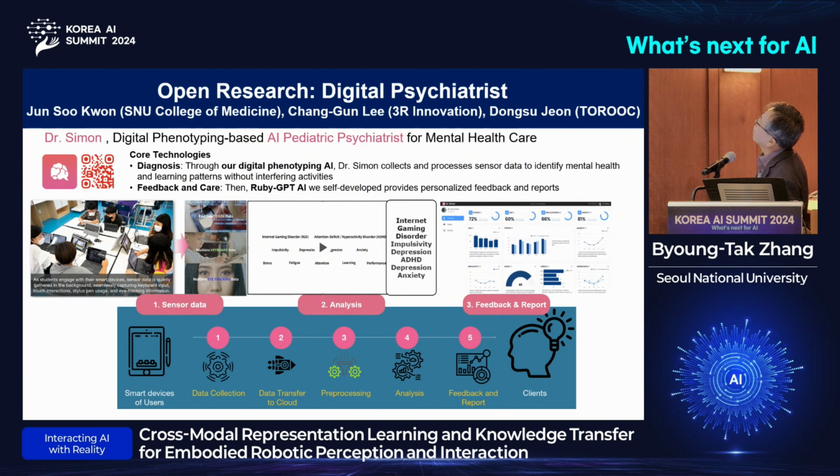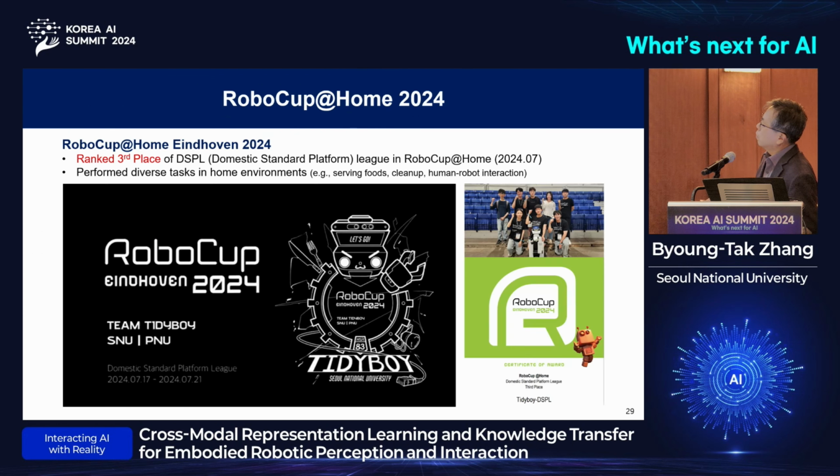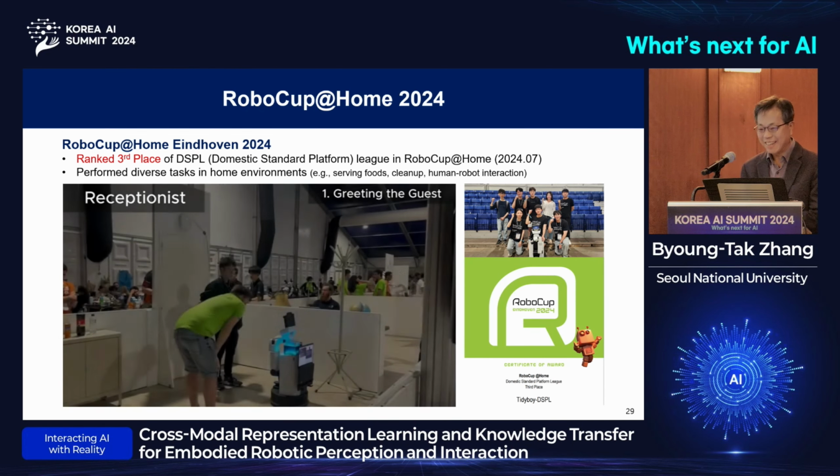It's done by the company 3R and the company Toruk. It's being tried to commercialize. And a final result, actually, we have been attending RoboCup for a long time. This year, we got 3rd place. That's a little bit unfortunate, but last year we won 1st place. This year, 3rd place. That was the SNU and Busan National University collaboration team. Okay, I ran out of my time, and thank you very much.